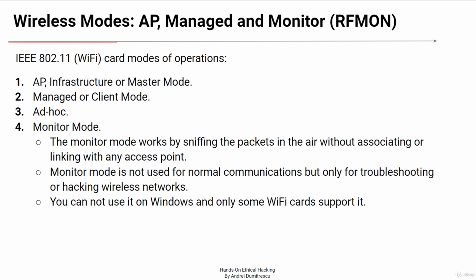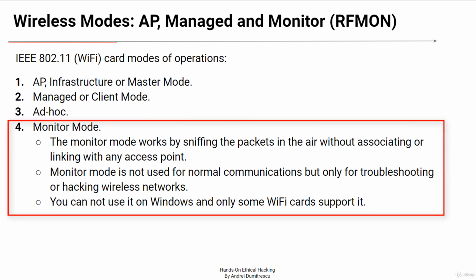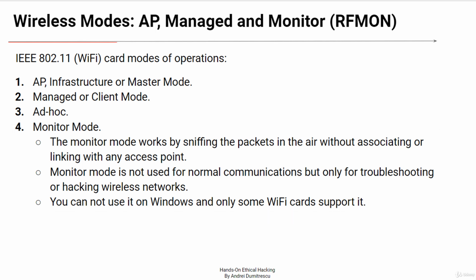And finally, the monitor mode. Monitor mode, RF mode or radio frequency monitor mode, allows a wireless card to monitor all traffic received on a wireless channel. Monitor mode allows packets to be captured without having to first associate with an access point. Do not confuse it with the promiscuous mode used for sniffing.